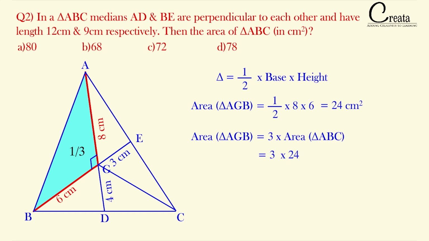We got the area of the triangle as 24 into 3, that is 78 centimeter square. That is the answer to the question. So we got the area of the triangle as 78 centimeter square.